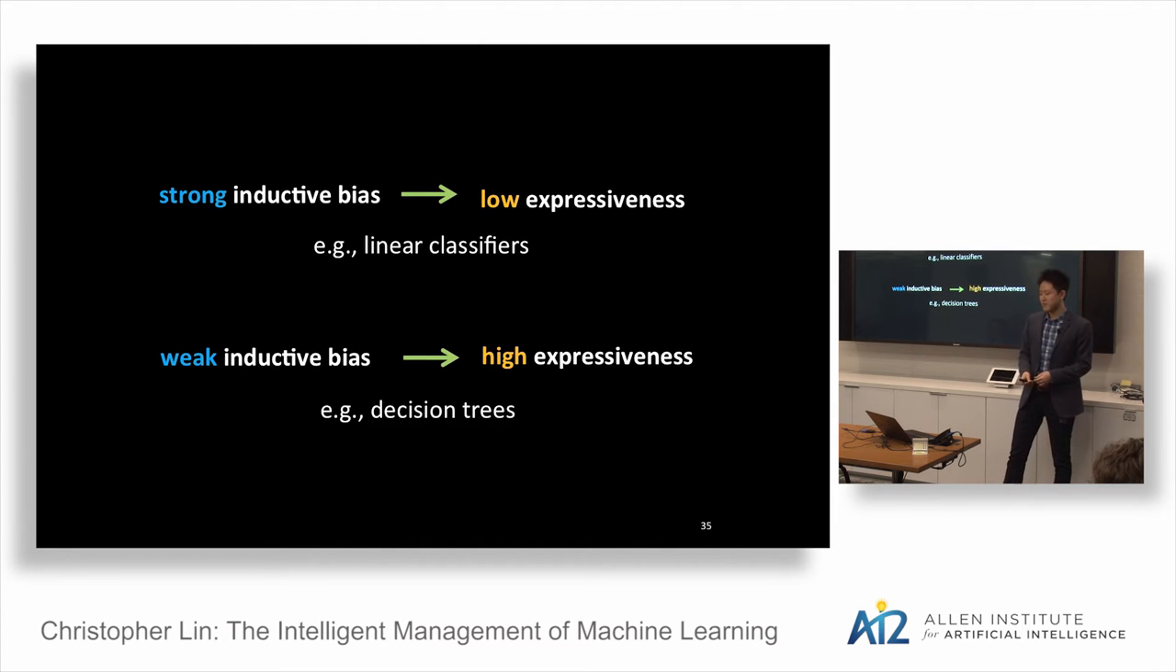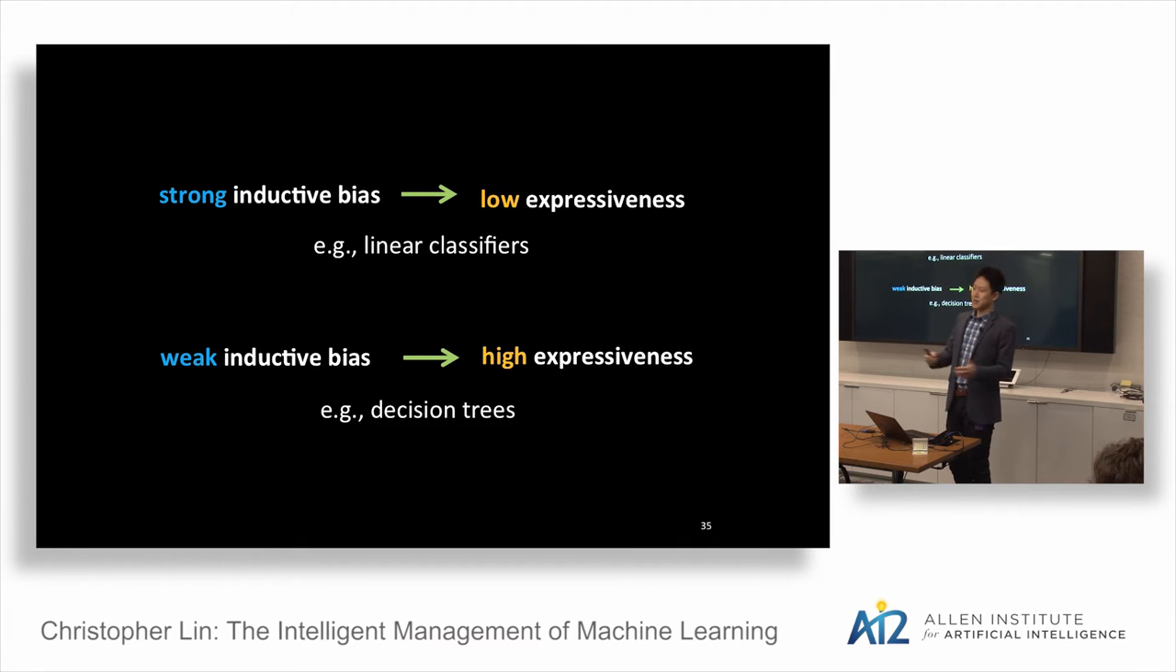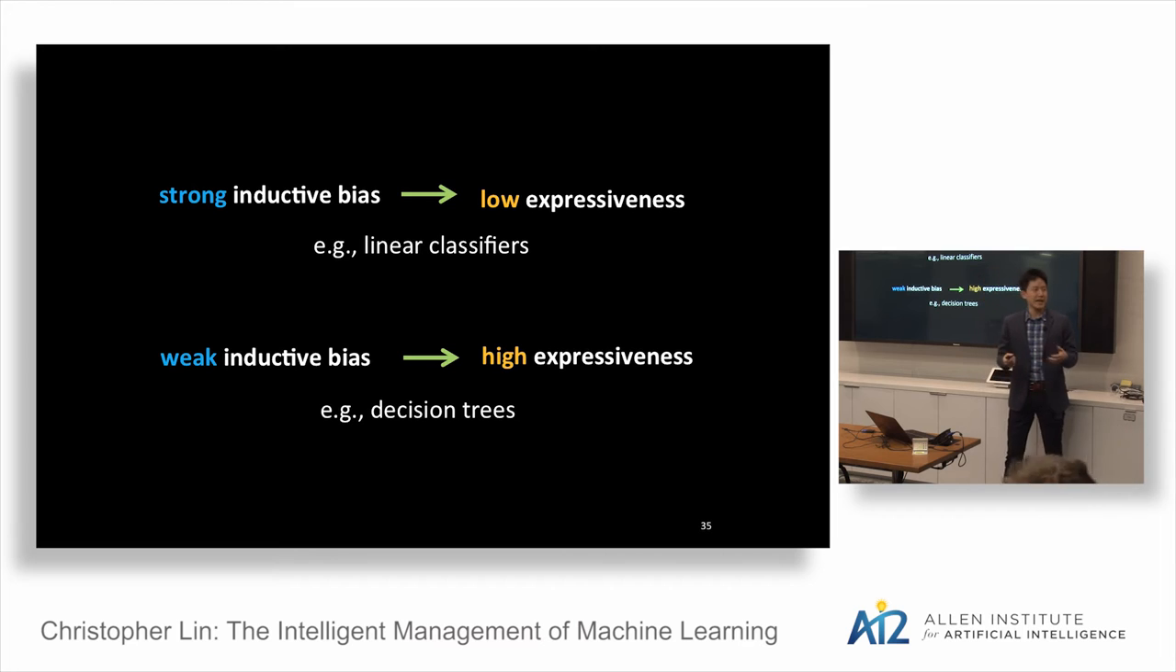All right, so let's quickly review what inductive bias is. Strong inductive bias means that your learning algorithm is making strong assumptions, which means that it has low expressiveness. So this is something like a linear classifier, like logistic regression. Weak inductive bias means that your learning algorithm is making weak assumptions, which means it has very high expressiveness, which means it can learn basically anything you throw at it. And this is something like a decision tree.